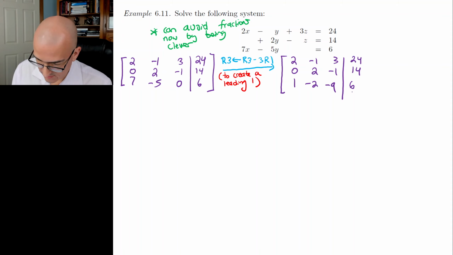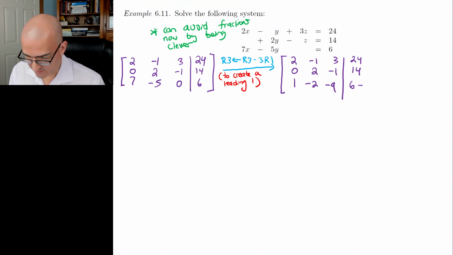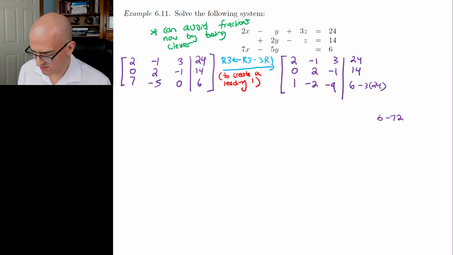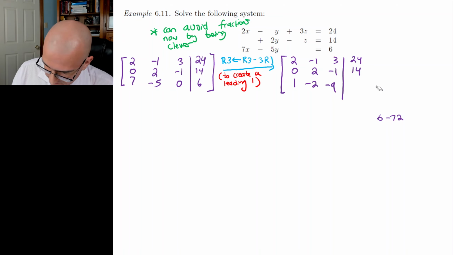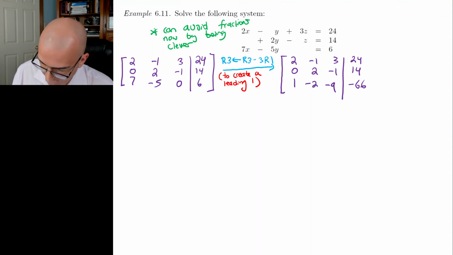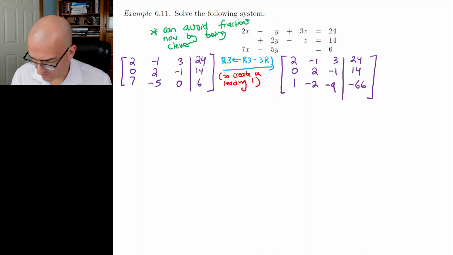And then 6 minus, well, I'm starting to have regrets, but nothing can be done about it, 3 times 24. So what's that going to be? 3 times 24 is 3 times 20, 60, 12, 72, 6 minus 72. So 72 minus 6 is 66. Yeah, 66. So -66. Okay, now I have a leading 1.